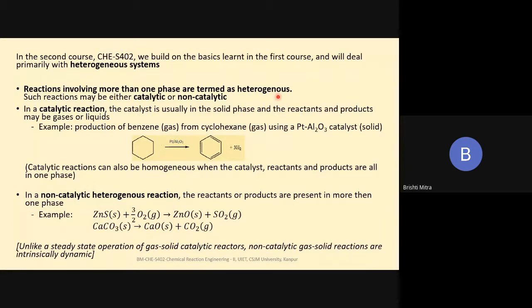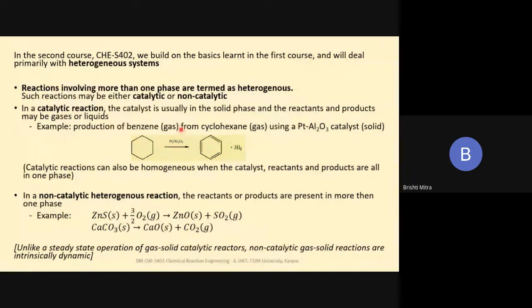So let us look at some examples. If you're talking about a catalytic reaction, the example that we could take is the conversion of cyclohexane to benzene. Cyclohexane, when the reaction is carried out, is in the gas phase. The catalyst which we are using for this conversion is a platinum alumina catalyst, which is in the solid phase. The products formed are benzene and hydrogen, both in the gas phase. So here the two phases involved are gas and solid. One is the catalyst, and the reactants and the products are both in the gas phase. So this is a catalytic heterogeneous reaction.